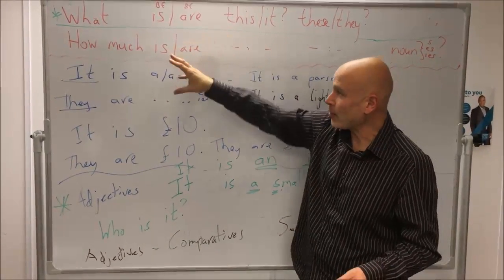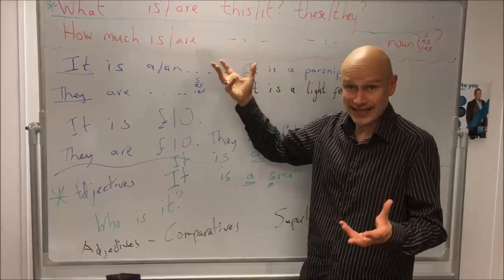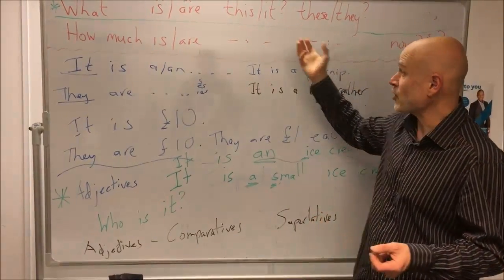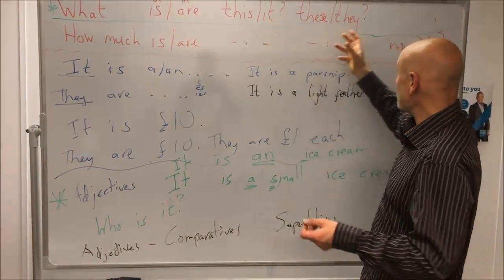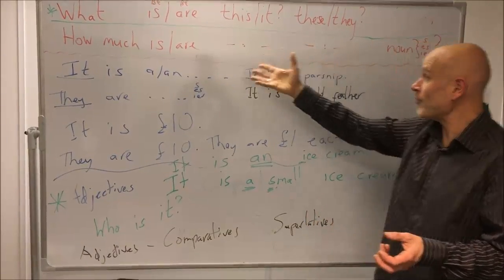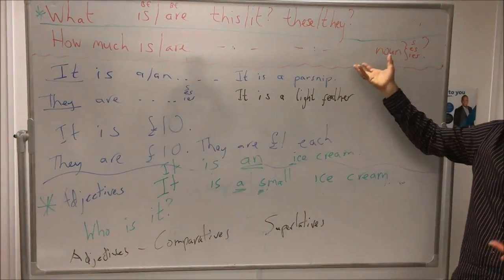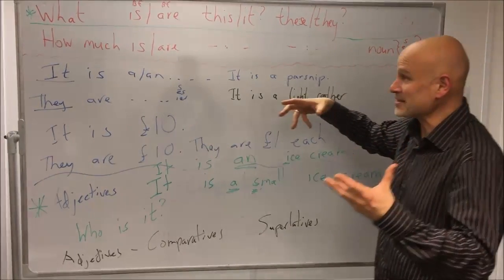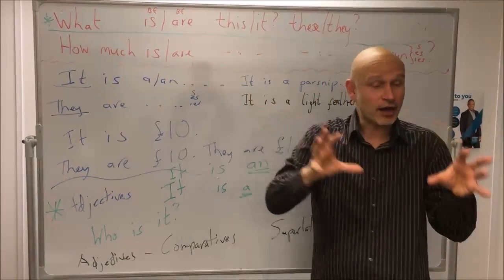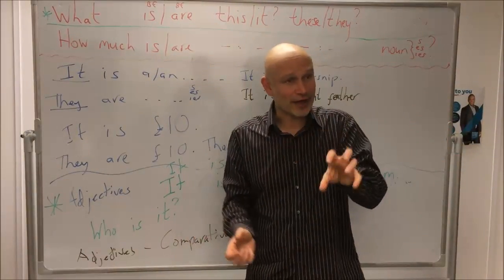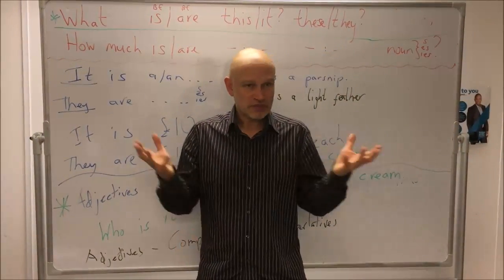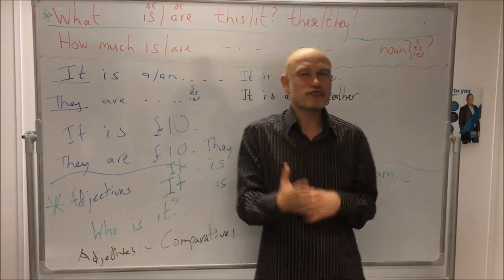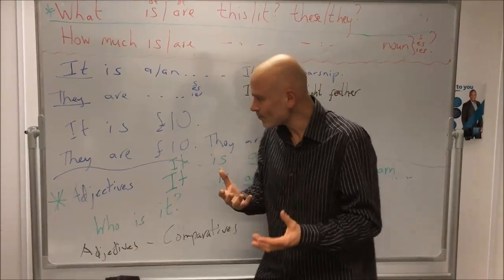Then we moved on to how much. How much is it, or how much are these, or how much is this, or how much are they? Or how much are the bananas, or how much are the oranges, or how much is the apple, for example. And then we use the same language, they are. It is £1, or they are 50p each, or something like that. So that's just a recap of what we've done.